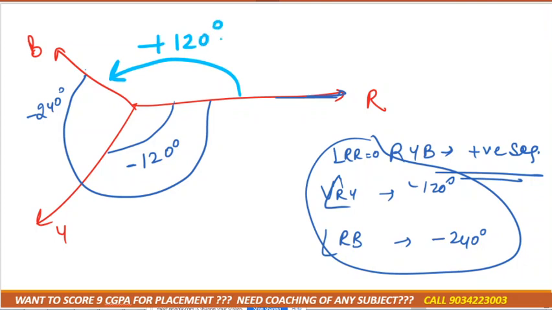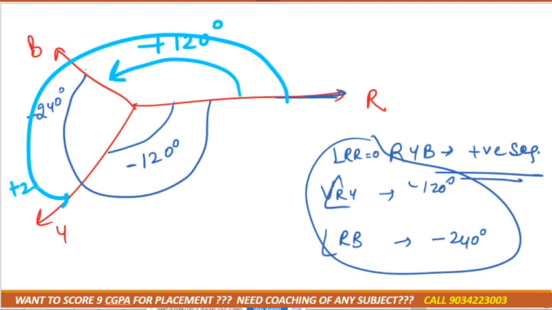Now see, if I see it from the opposite side, the angle between R and B is plus 120, right? Because it is the positive side. Again, the angle between R and Y would be plus 240 degrees. Correct? If I move according to the RYB sequence, that is the positive sequence, that is 0, minus 120, and then plus 120, or we can say minus 240.